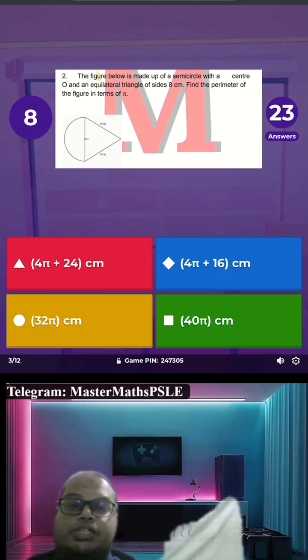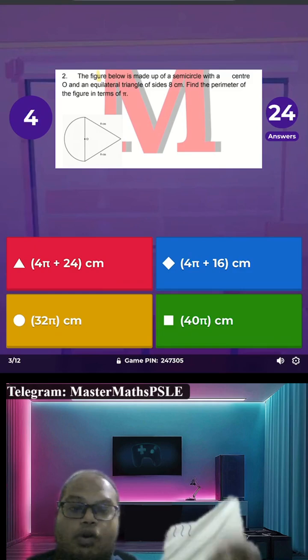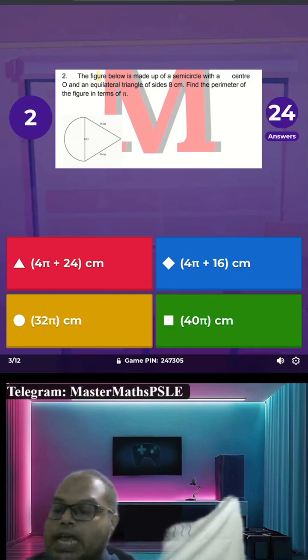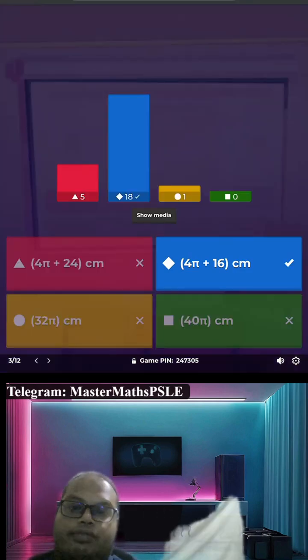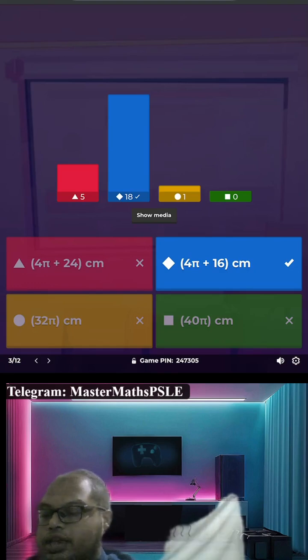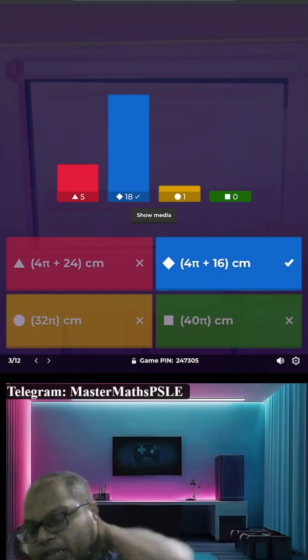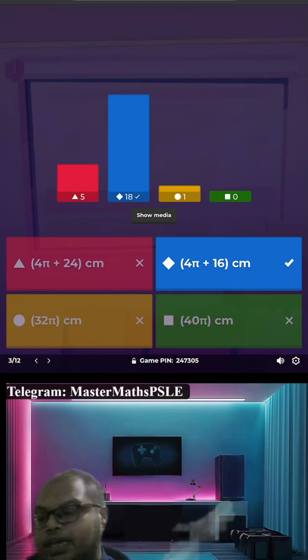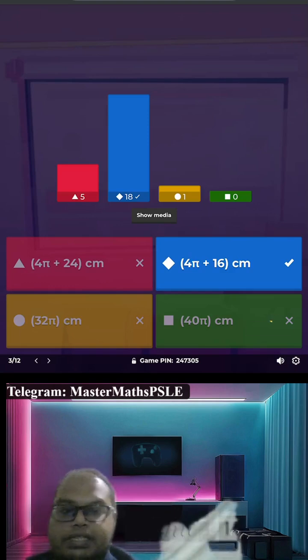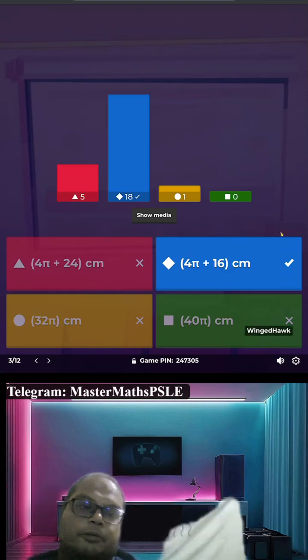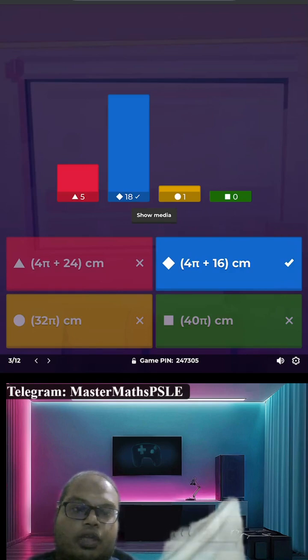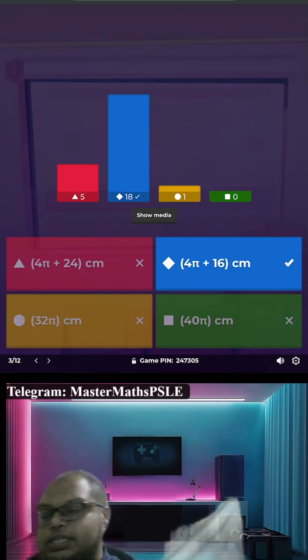Remember just now I mentioned the circumference is pi times diameter for a full circle, but this one is half a circle, so half. Very good. The front one is in terms of pi, so we calculate, we get 4 pi, then plus 16 because plus 8 plus 8. So this is circles.